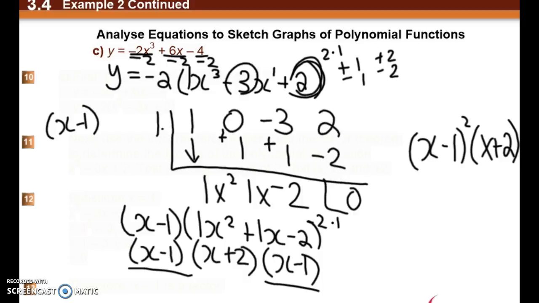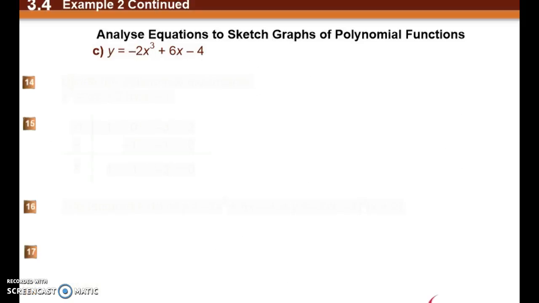Okay, I'm going to take that equation that we've just factored, and I'm just going to put it on a blank screen here so I have a little bit more room.